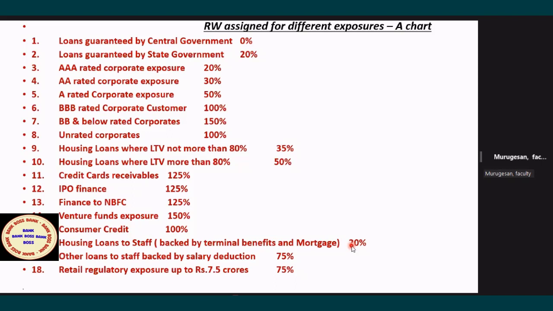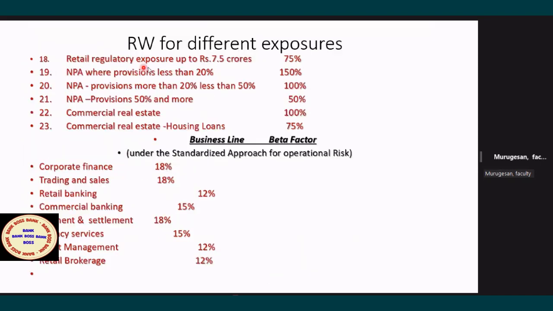Staff mortgage housing loan. Staff other loan, 70%. Retail loan up to 7.5 crore, 75%. Retail regulatory exposure up to 7.5 crore, 75%. Retail regulatory, that is repeated. NPA, when the provision is less than 20, 150%. Risk weight is 150 because provision is less than 20. When the provision is more than 20 and less than 50, it is 100%. But 50% and above, 50%.